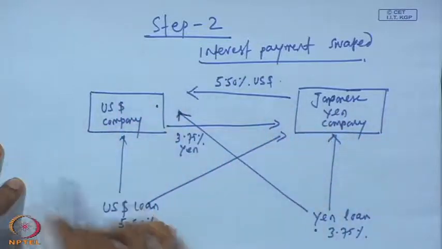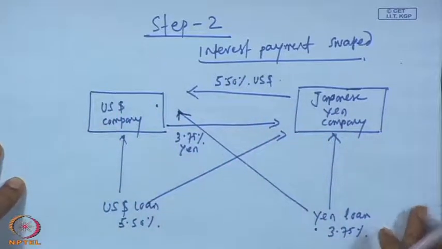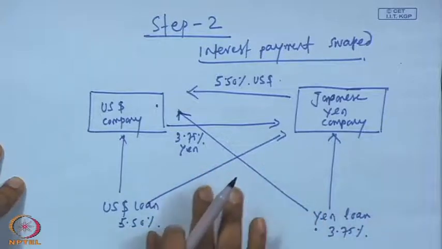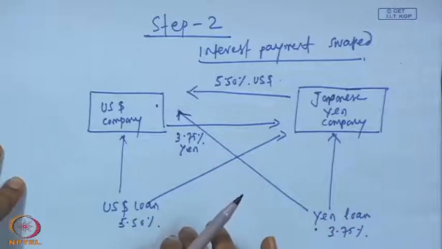This interest payment will be a periodic transaction till the swap period is over. They have signed a swap period of 10 years and they are supposed to pay interest annually, so this transaction will take place on an annual basis. The interest will be paid in the respective currency only, so there is no need for conversion of currency, yen to dollar or dollar to yen, here. The interest payment is periodic in nature.